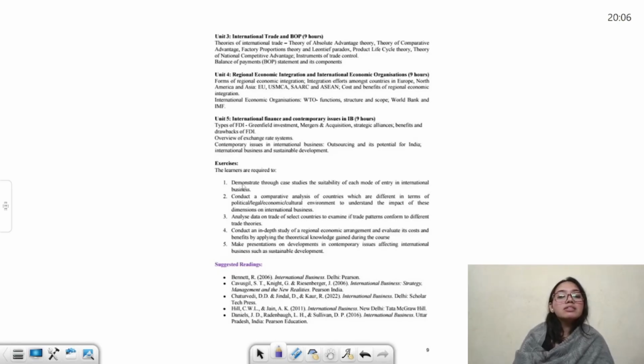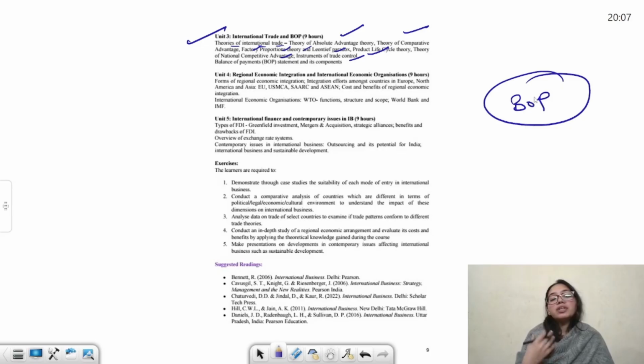Then the third unit is international trade and BOP. Here you will understand the theories of international trade, which are the absolute advantage theory, comparative advantage theory, factor proportions theory, and Leontief paradox. It also talks about product life cycle theory, theory of national competitive advantage, instruments of trade control, and BOP, how countries trade and how BOP impacts the GDP at large.